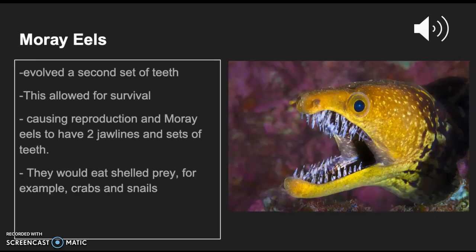In the next slide, we will be discussing the Moray eels. If you look at the image that is displayed, you will notice this eel has 2 sets of teeth as well as 2 jaws. This allows this eel to eat things such as crabs as well as snails. With this, it has a high reproduction rate, allowing them to survive off of things that normal eels would not be able to survive off of.